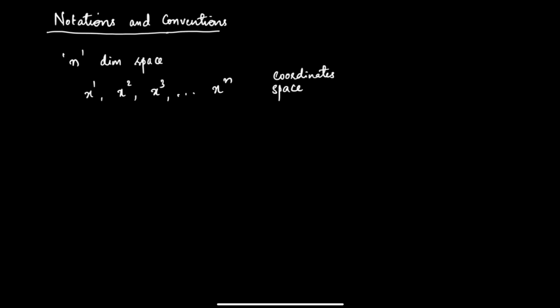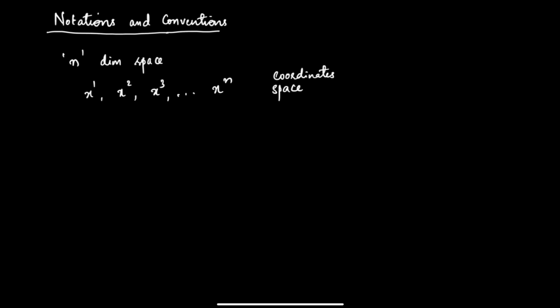Now consider an n-dimensional space. If you have an n-dimensional space, then the coordinates of this space can be written as x1, x2, x3, etc. up to xn. So these are the set of coordinates for the space.